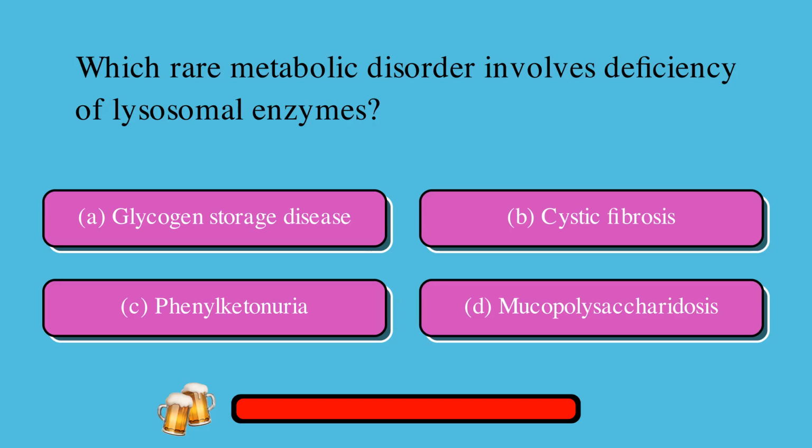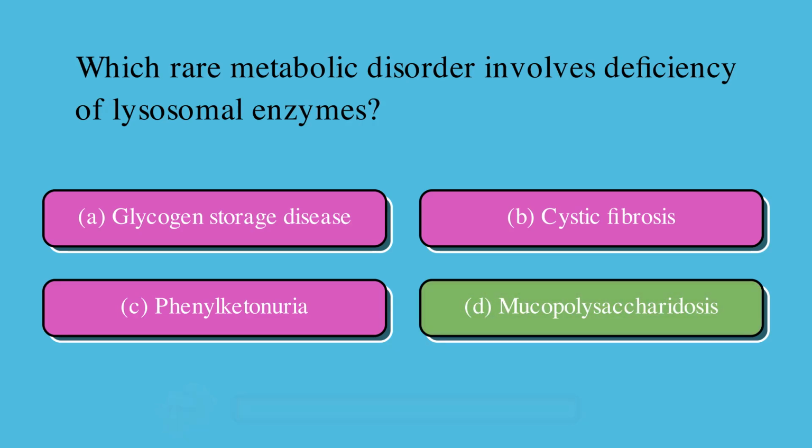Which rare metabolic disorder involves deficiency of lysosomal enzymes? A. Glycogen storage disease, or B. Cystic fibrosis, or C. Phenylketonuria, or D. Mucopolysaccharidosis. The correct answer is D. Mucopolysaccharidosis.